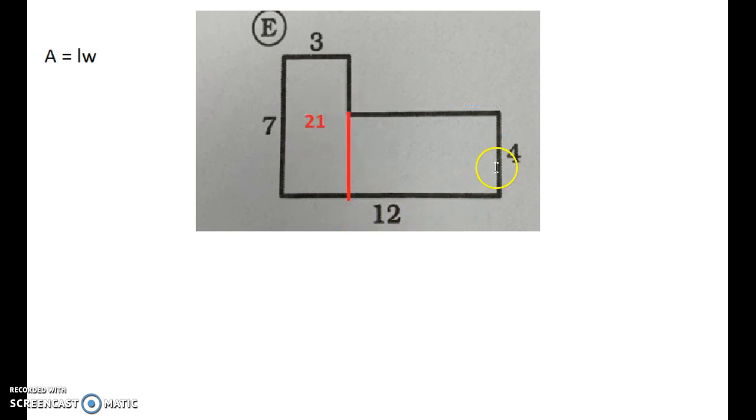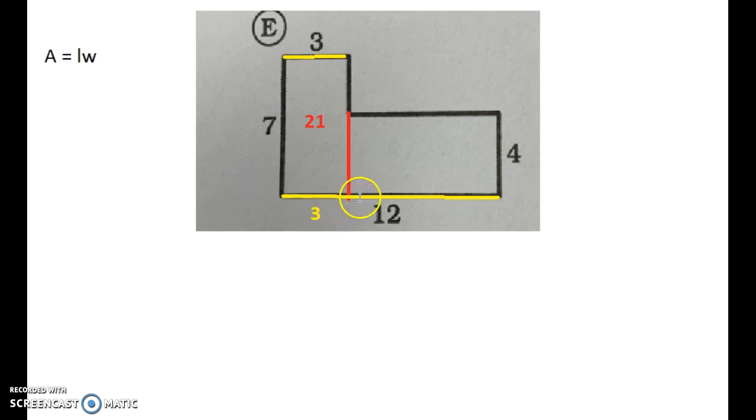Now, can I do 12 times 4? No, right? Because 12 is this whole line. 12 is this whole part right here. That's in yellow. This whole yellow line is 12. But we don't need this part for this square, because this isn't a part of it anymore. So I need to figure out, how long is this side? Well, I have that information because it tells me over here that this side is 3. So if this side's 3, that means this is 3.